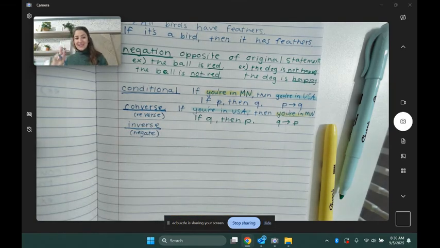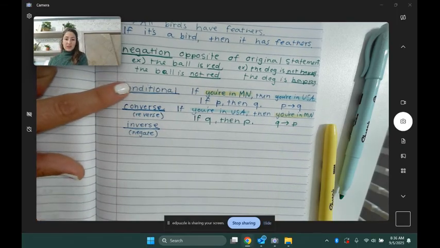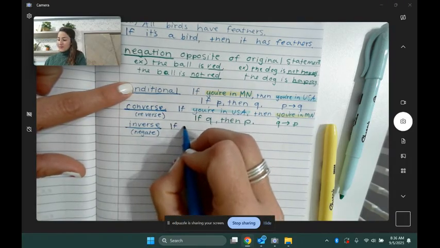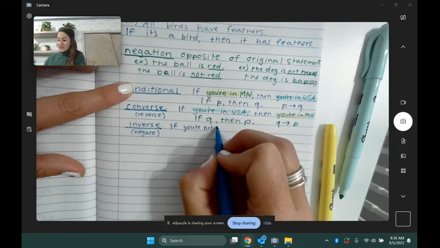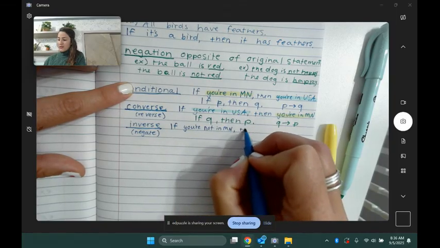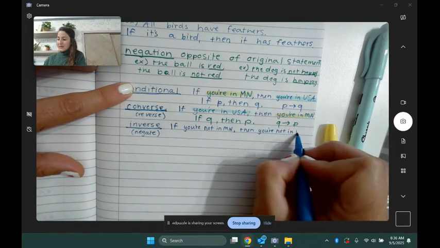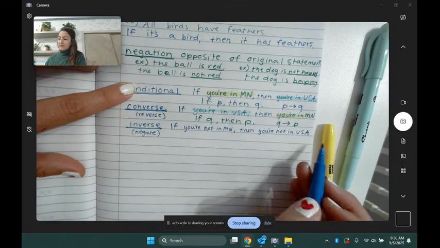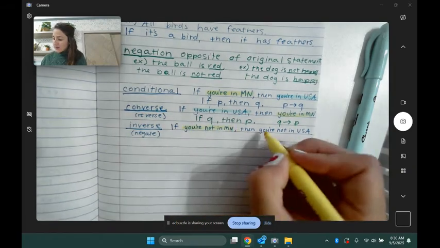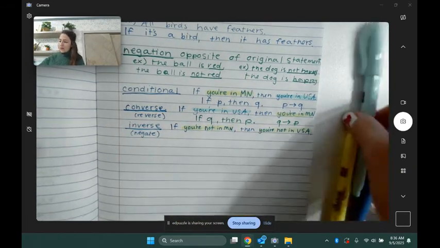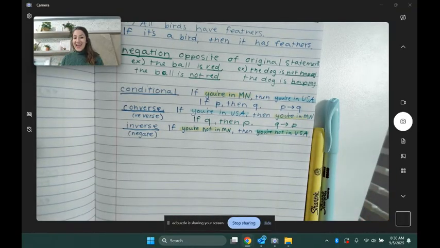It's going to negate both of these pieces. So I'm going for my original conditional statement then. If you're not in Minnesota, then you're not in the USA. Is that true?